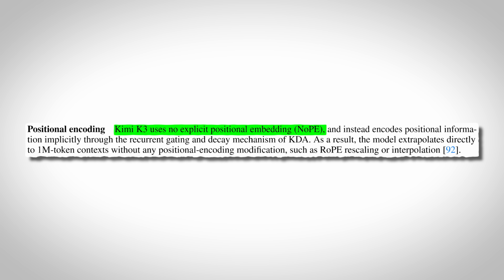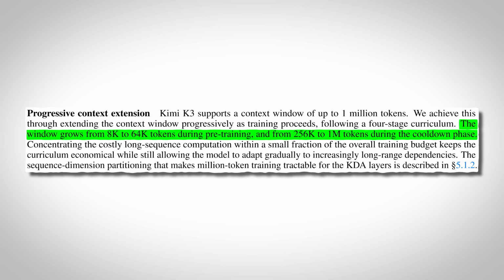The million token context was not achieved by simply changing a RoPE setting either. K3 uses no explicit positional encoding and was progressively trained from 8k to 64k, then 256k, and finally 1 million tokens, including synthetic tasks where the required information was intentionally scattered across the entire context.